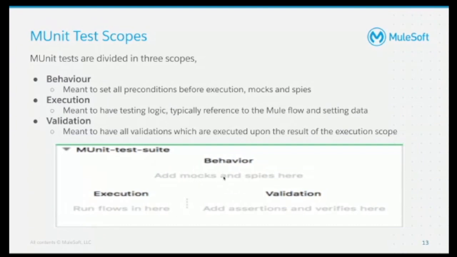So all your mocks and spies will sit here. The actual execution of the test case will be here. You'll have the flow reference over here, and you'll have all the assertions and verifications, like when you assert that a particular value is equal to a specific value, or you verify that a particular component is executed only a specific number of times. Those validations will go over here. So this is how the structure of a test suite is.